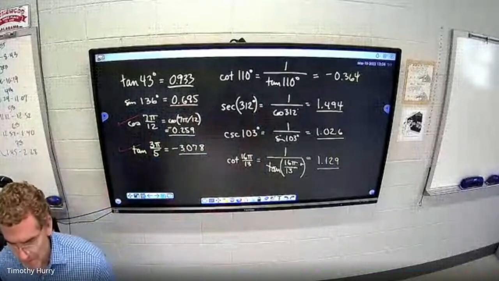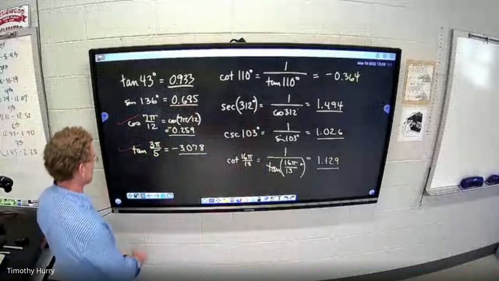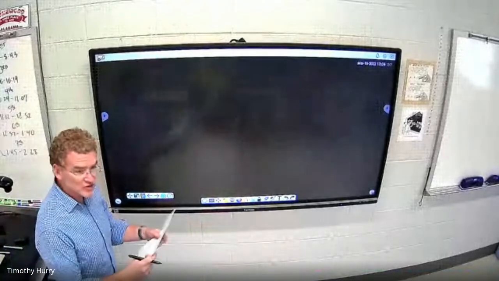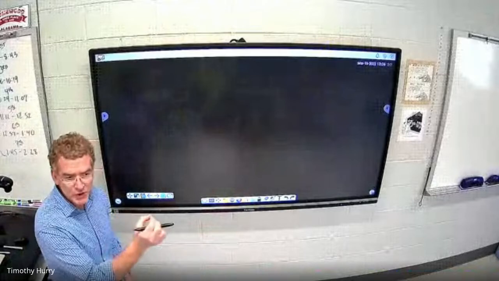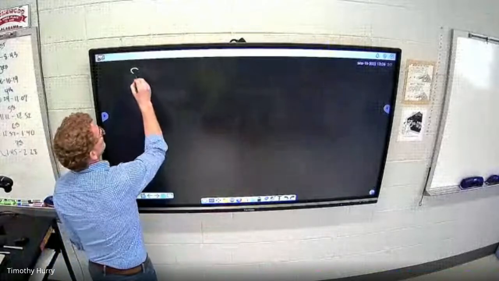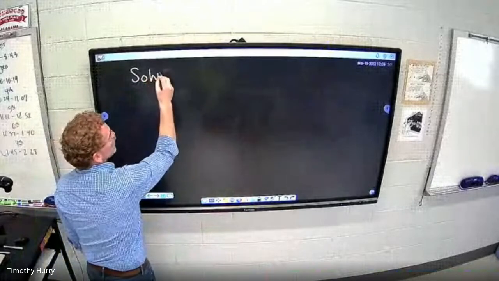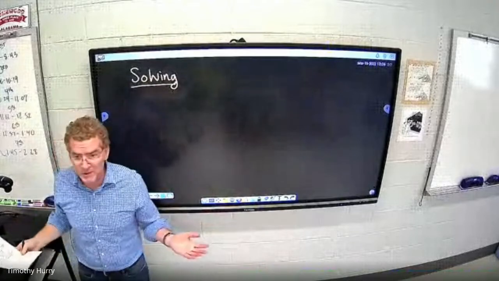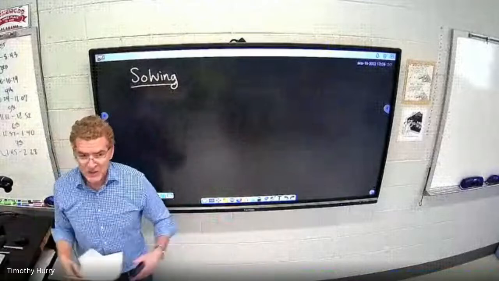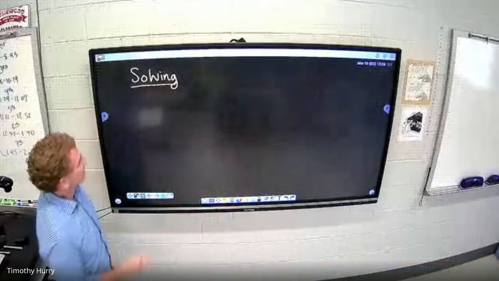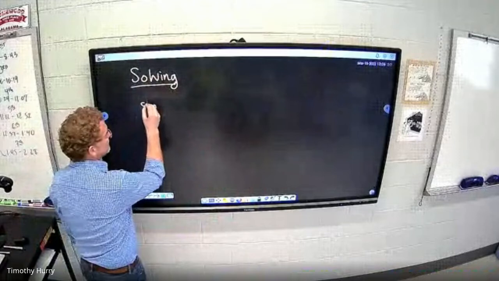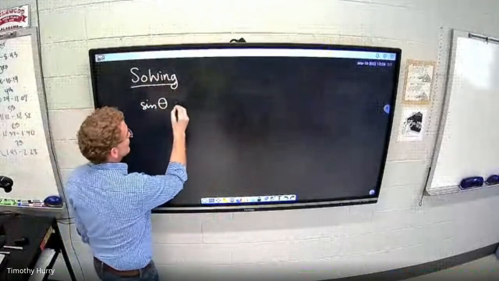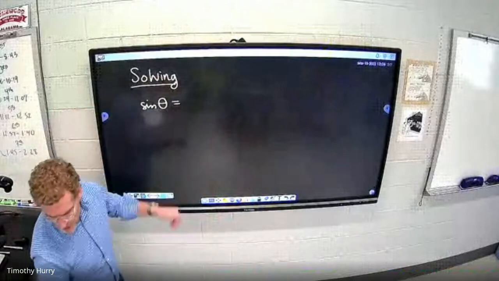Are y'all with me? Okay, so here's the next thing we need to learn how to do: solve simple trig equations. You were not solving before, you were just simplifying. There were no variables you were trying to figure out, right? So this will be an equation, and I'm asking you the sine of what angle, if I'm putting a variable in there, will give me this ratio.